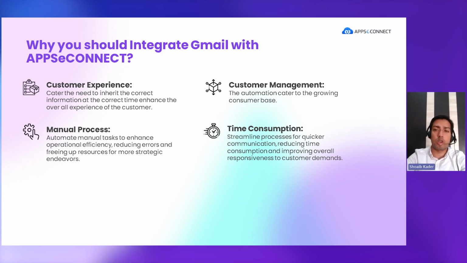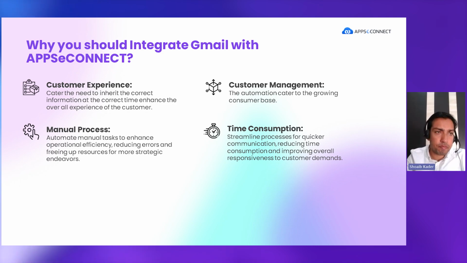Number two, we are talking about automation, right? So the manual process is almost zero when you integrate Gmail via AppSeConnect. The reason is auto syncing technology. You don't have to have your data synced by any manual process. It can be done on its own. Time consumption. All right. So we elevated the customer experience. We reduced the manual intervention.